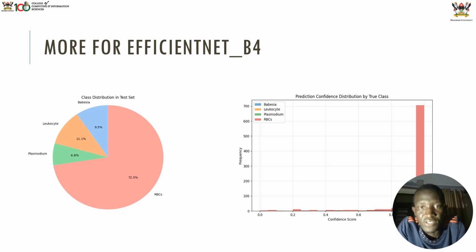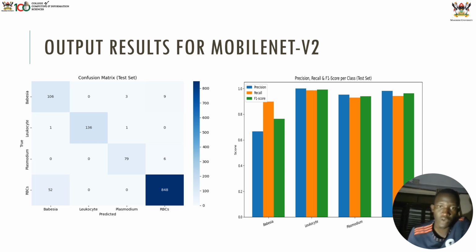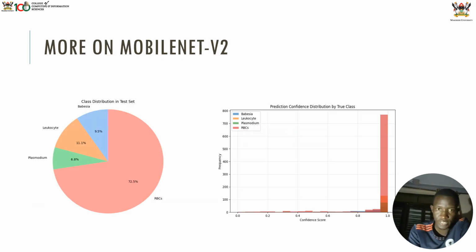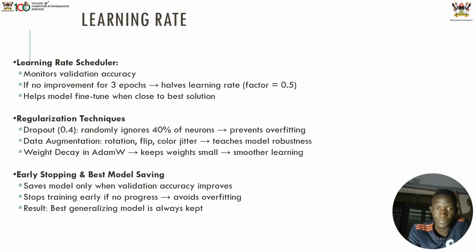Then the remaining classes, Babesia, leukocyte, and Plasmodia, have significantly fewer samples, which indicates some class imbalance problem that is minimized by our optimizer AdamW. Such imbalances can bias the model towards predicting the majority, so we minimize it using it. I will explain it later, but remember I talked about it. Then these are the output results for our MobileNet, as explained. Then also the class imbalance is displayed.